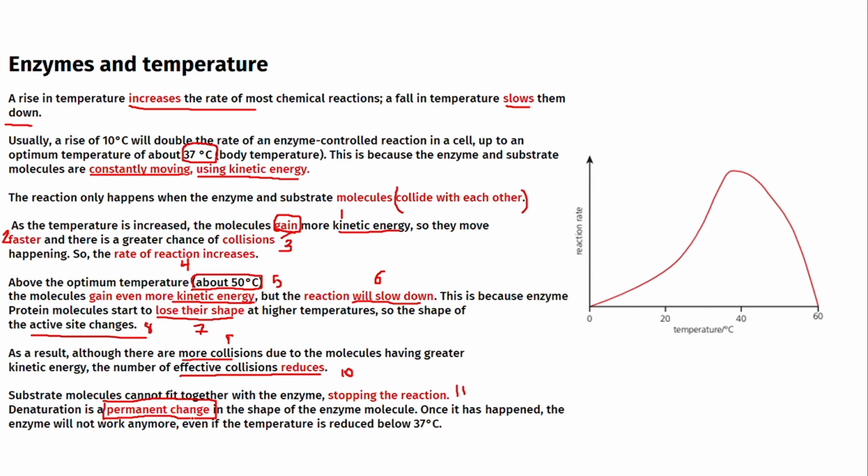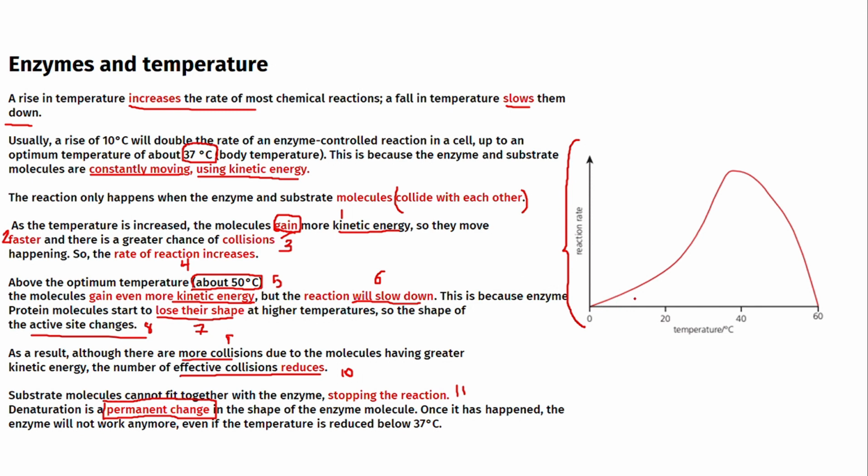What do we mean by that? Even when the temperature is reduced below 37 Celsius, it would never go back as it was and the reaction will no longer take place. So going to this graph, the one that I'm going to be explaining on, I'm going to just repeat the points that I said earlier.